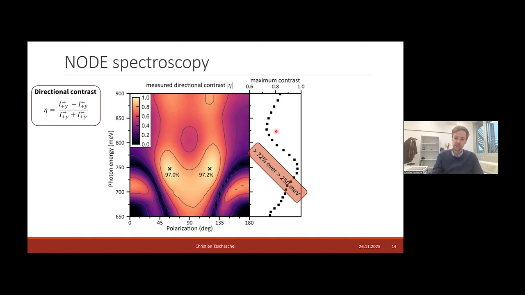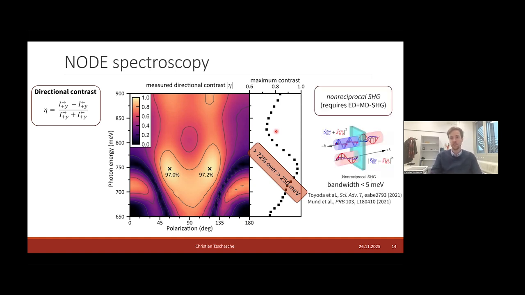And if we compare this again to previous reports in magnetoelectric insulators, there the bandwidth of this observed diode effect is typically less than 5 meV at comparable photon energy ranges. So it's a much spectrally narrower response.